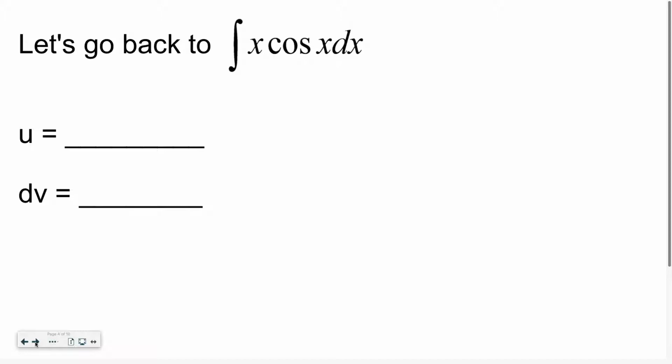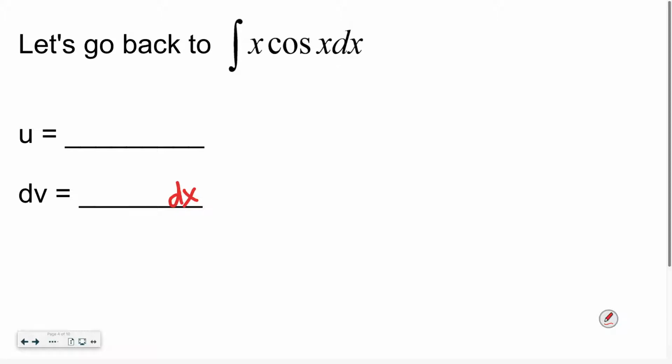So we have to pick two things out. We need to pick something to be dv and we need to pick something to be u. Now I'll tell you, whatever you pick for dv will be followed by the dx. I mean, that only makes sense, right?